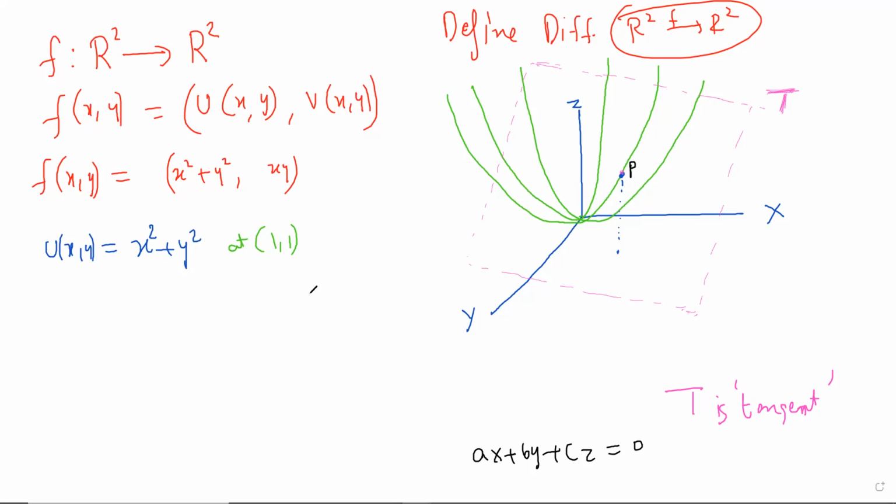Why is differentiation necessary for finding tangents in this space? Like, we can find the normal vector at that point. No, you cannot find a normal vector at a point, right? If you don't have a tangent, then what does normal mean?